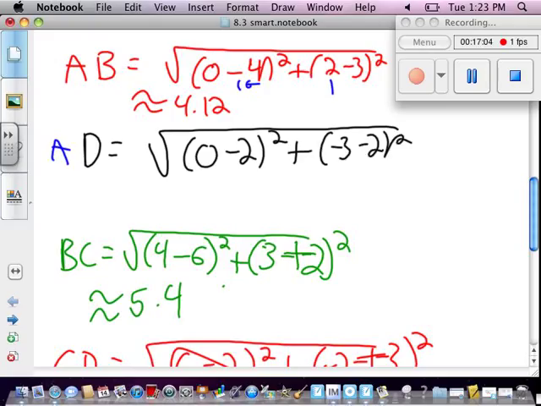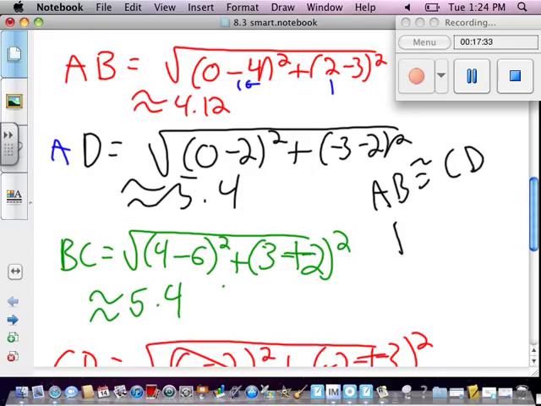Negative 3 minus 2 squared. Okay, so if we put this in the calculator, oh, I hope this is right this time. Okay, 0 minus 2 squared plus negative 3 minus 2, and that's squared again. We're going to get 5.3. Oh, approximately 5.4. So, yay! So, it is a parallelogram because AB is congruent to CD, and BC is congruent to AD. Therefore, it is a parallelogram.